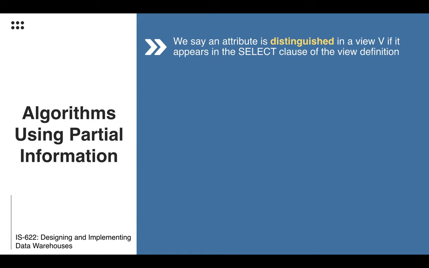So before we go into more detail, we understood now the definition of when we can call a view self-maintainable. Now, there are some other things that we also need to know before we learn about the key characteristics of using the partial information algorithm. The first one is, we say that an attribute, any attribute, you see the columns inside my views, is called distinguished if it appears in the select statement clause of a view definition.